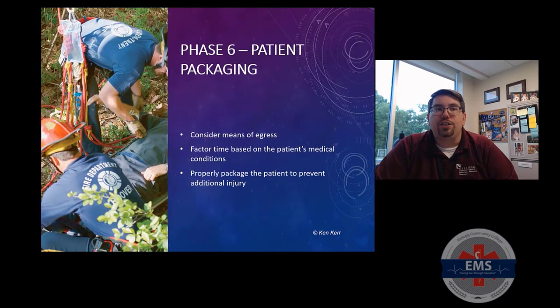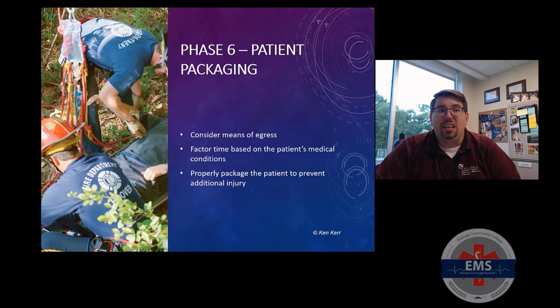Phase 6 is the packaging of the patient. For this, we need to make sure that we have a safe process involved for all rescuers and the patient. That means before we consider moving, the patient needs to be secured properly. We also need to have a means of egress in case something were to go awry, an exit point that would be best for both the patient and for us providers. Not always is the path of least resistance the best egress. Factors for time, based on the patient's medical condition, we have to account for.